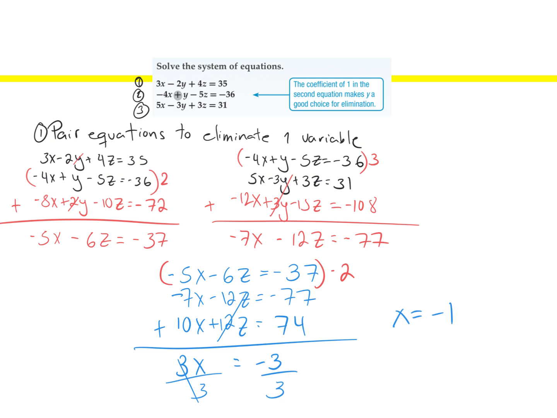Now you finish almost everything. What do I mean by almost everything? You now have to find y, and you have to find z. So let's recap what we've done so far. The first step is we pair the equations. The second step is solve the new system.